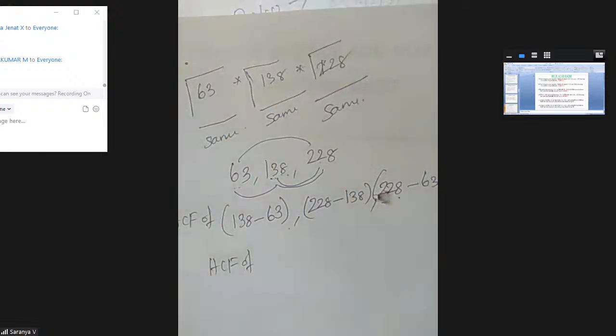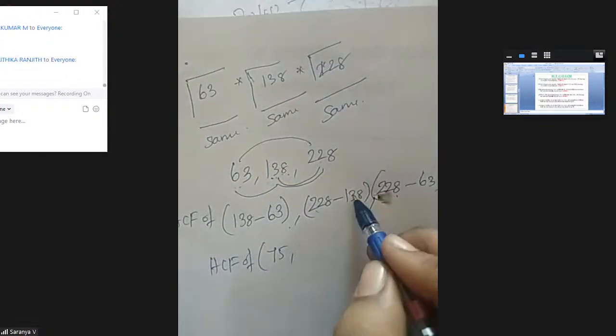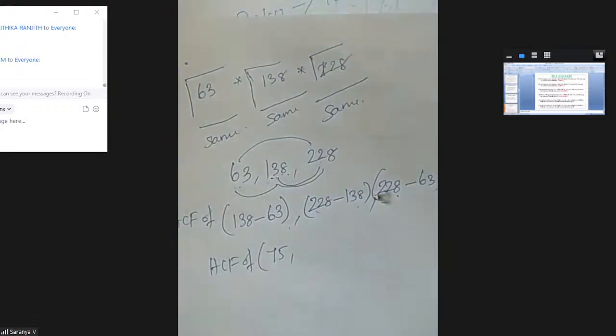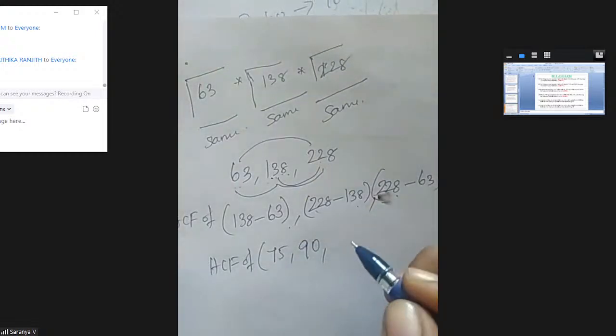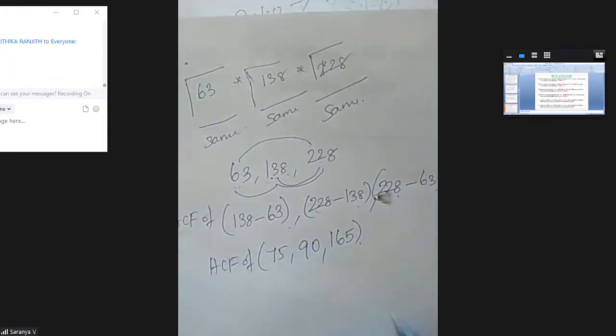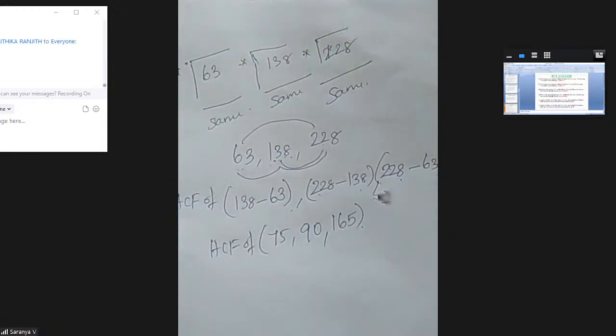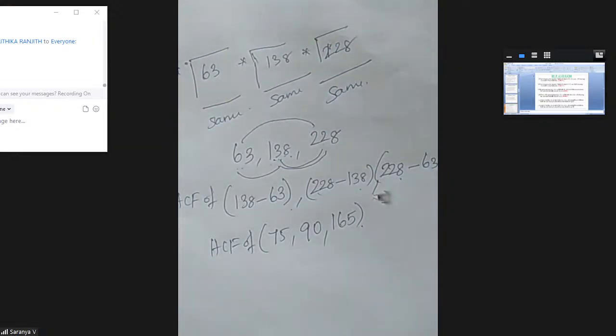Post your answers. 75. What is the difference between these two? 228 minus 138, 90. Yes. And the last one, 165. Yes, right. Now you can find the same as before. Find the HCF of these three numbers.